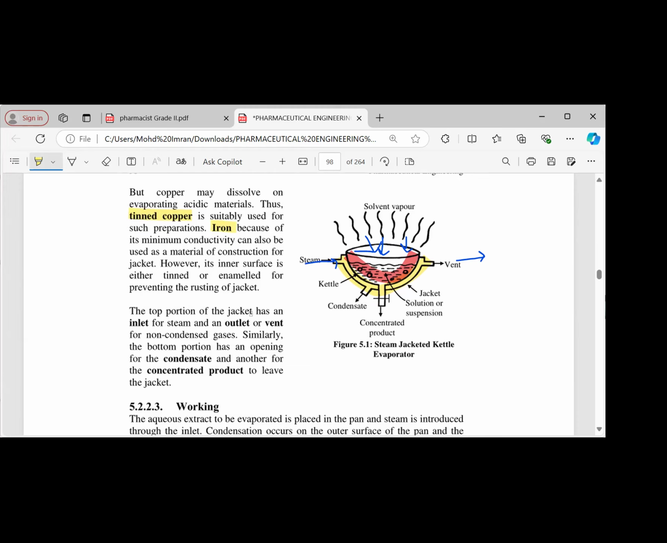Okay. So the top portion of the jacket has an inlet for the steam, as we already said, and an outlet for the steam, and there is a product collection for the concentrate, and from here the condensate comes. So this is the simple working.